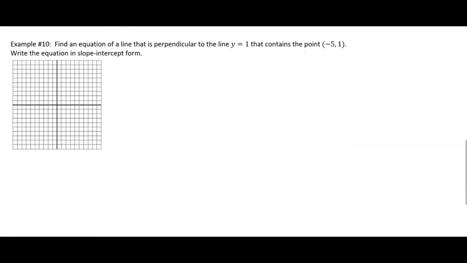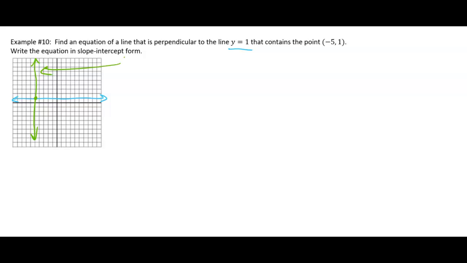All right. Find an equation of a line that's perpendicular to the line y equals 1. Okay, so now that's the horizontal line, y equals 1. And it's going to go through the point negative 5, 1. So negative 5, 1, 2, 3, 4, 5. Going to go through that point right there. And it's going to be perpendicular. So it's going to be this perpendicular line like that. So now write the equation of that green line.